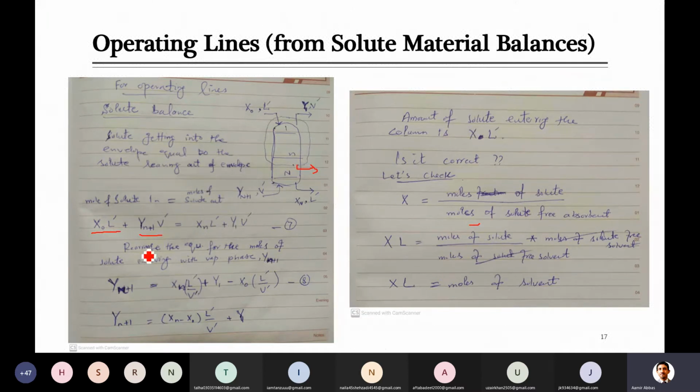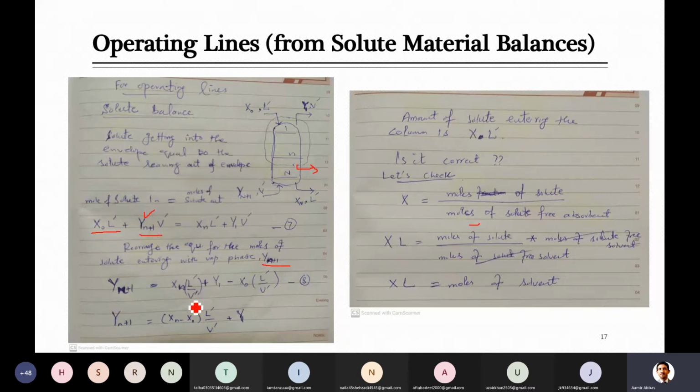We have to just rearrange this equation for the moles of solute entering with the vapor. In this case, when this half column is considered, up to the nth plate, that is Y n plus 1. So just rearrange for this Y capital n plus 1. To get this value, we will divide the whole equation by this V prime, the moles of solute-free vapor.